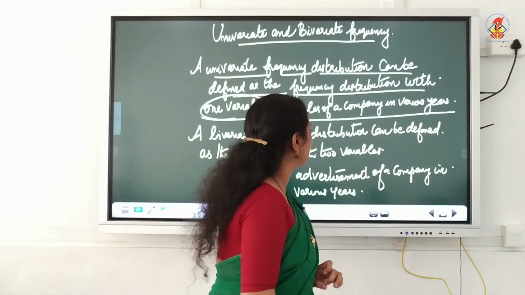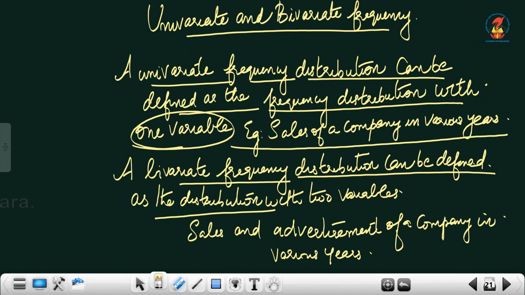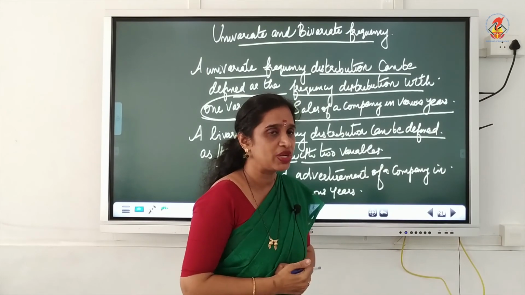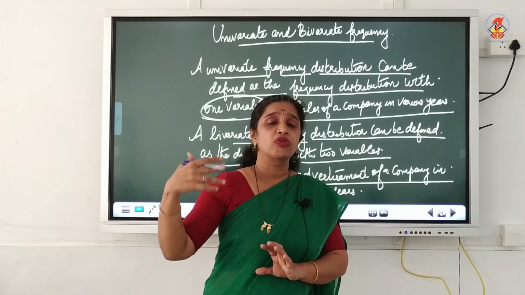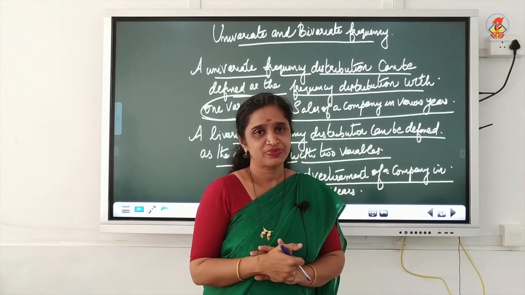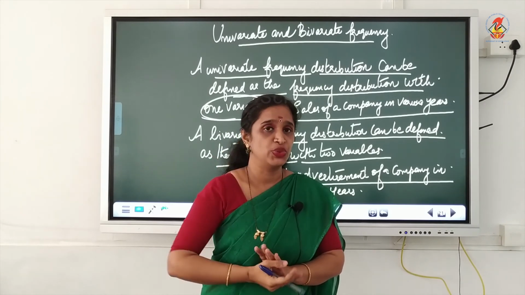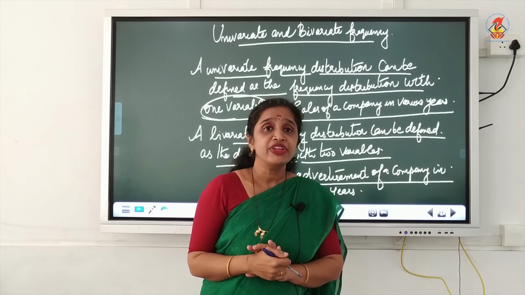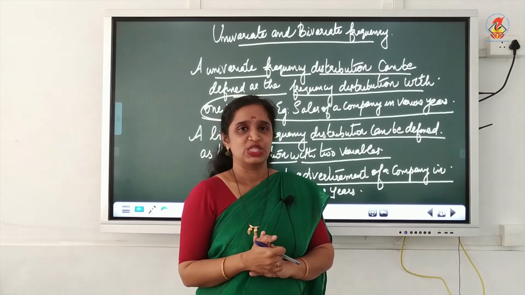Now let us see what is a bivariate frequency. A bivariate frequency distribution can be defined as a distribution with two variables. At a time, two variables will be there. For example, sales and advertisement of a company in various years. It can come like that, isn't it? There can be more, 3 or 4 or more number of variables for a data. So, a frequency distribution where there is only one variable is known as a univariate frequency distribution, and a frequency distribution with two variables is known as bivariate frequency distribution.